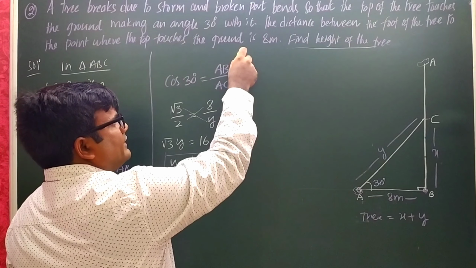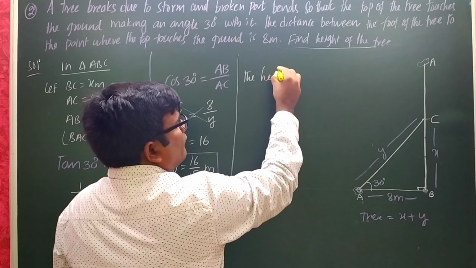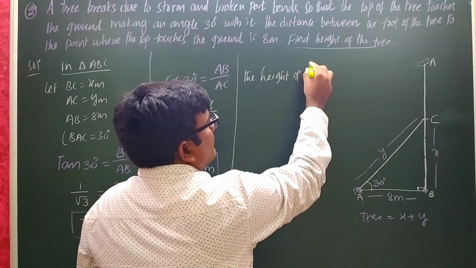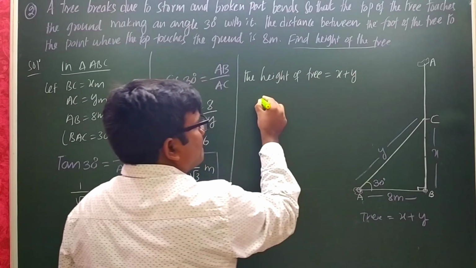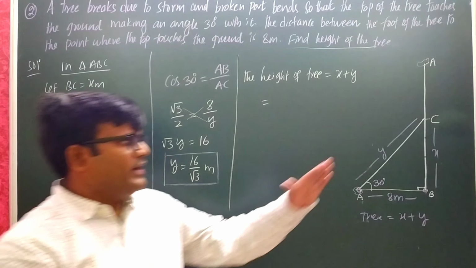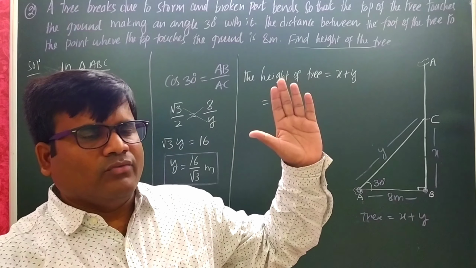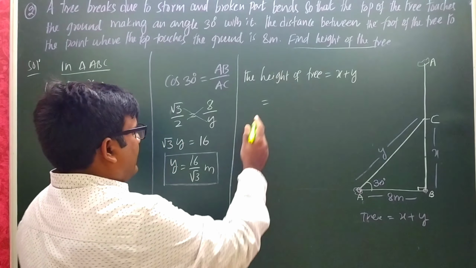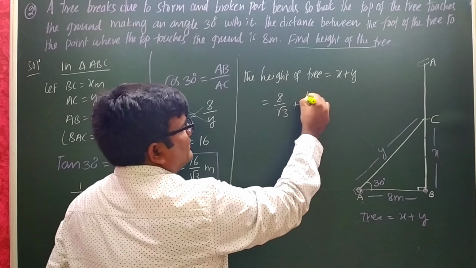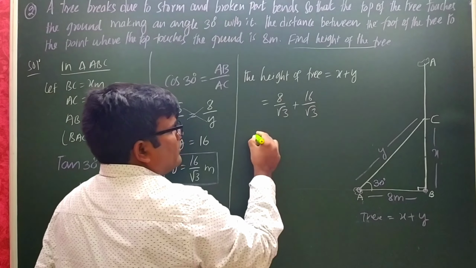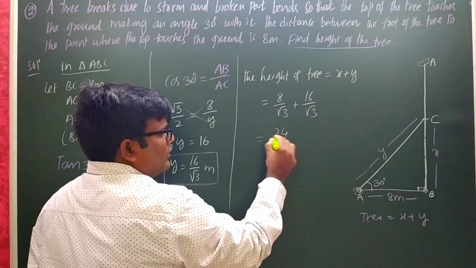Now the height of the tree is equal to x plus y. So y is the broken part, the remaining part is x. Both we need to add to get the original height of the tree. X value is 8 by root 3, y is 16 by root 3. So both are like fractions. Add both, 8 plus 16 is 24 by root 3.